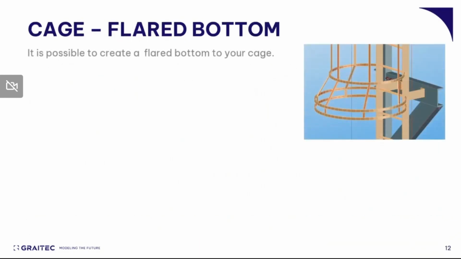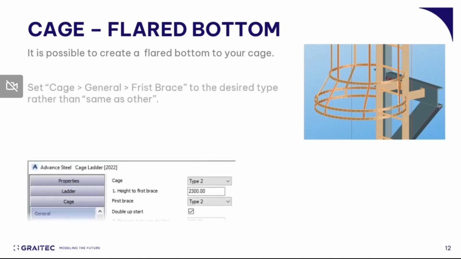Okay, so moving on now, you can do more things with the cage. Let's look at the cage in a bit more depth. One thing that's possible to do with the cage is create the bottom rings to be wider than all the others. It's often quite desirable to have this tapered entrance to the cage. Makes it easier to climb and more comfortable to get into. So you can create this flared bottom.